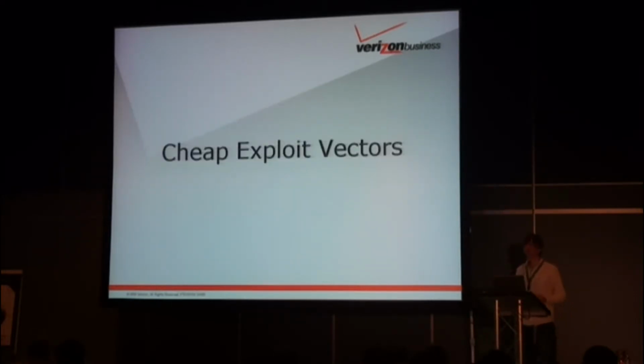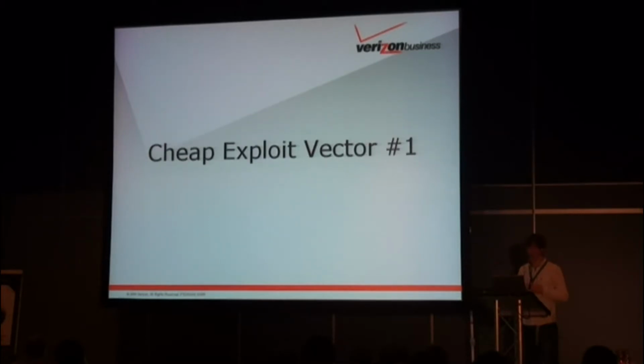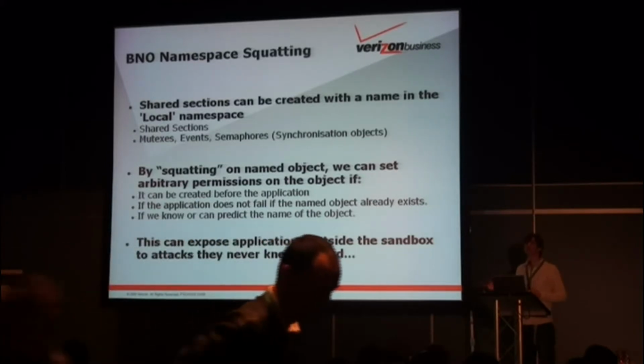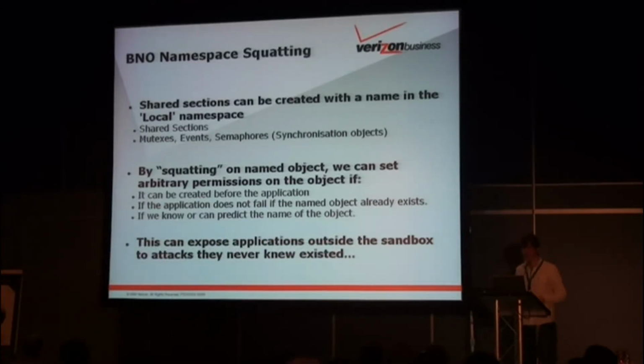Okay, so now I just want to enumerate a selection of cheap exploit vectors. When I started, I wanted to say, show me what the easiest ways to escape are. The first one is what I call local BNO namespace squatting. The BNO namespace is a namespace that's shared between all the processes within a single session. Here we can have named objects such as shared sections and synchronization objects, and these can be referred to by other processes running in the same session.